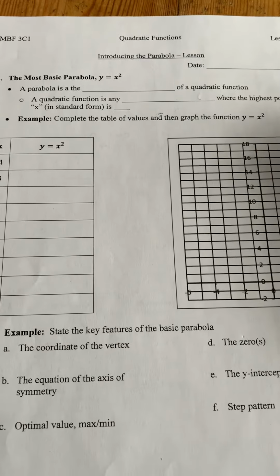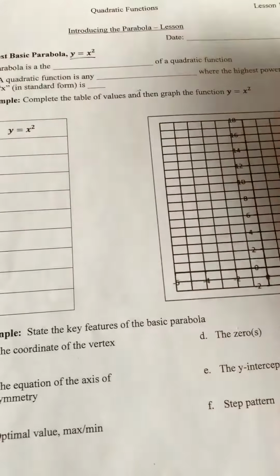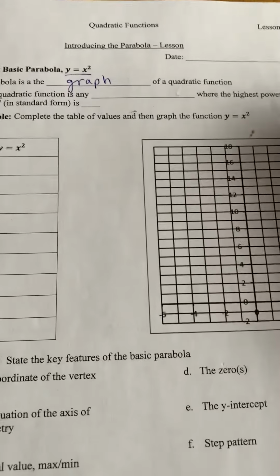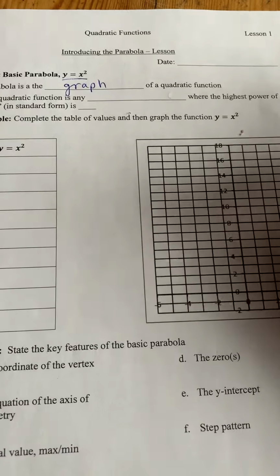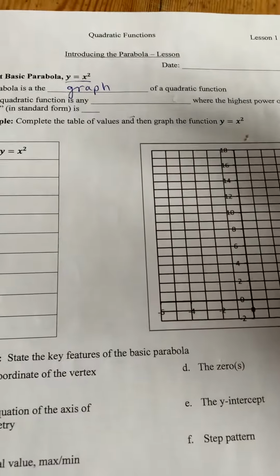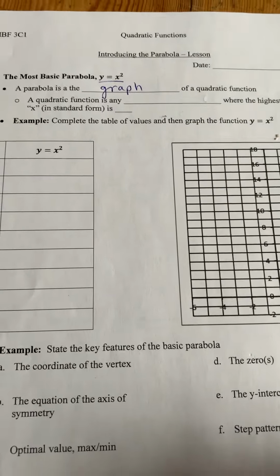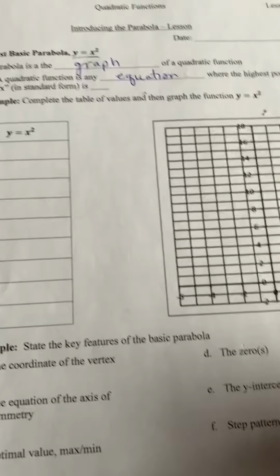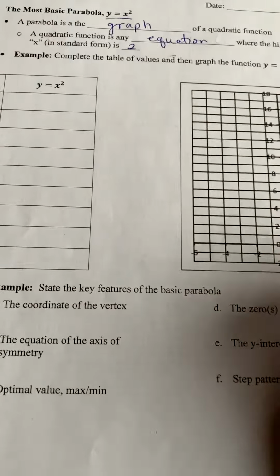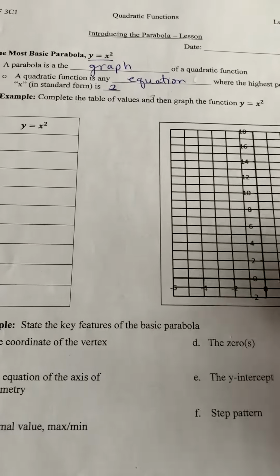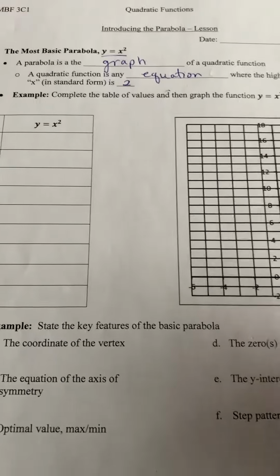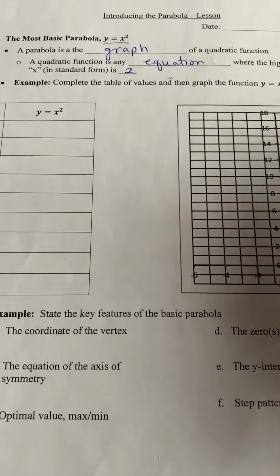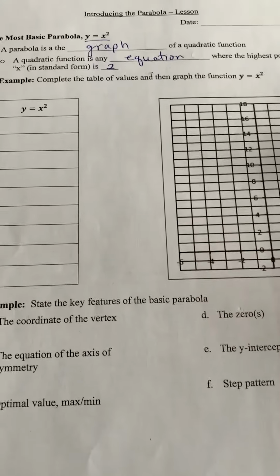So the most basic parabola, y equals x squared. The parabola is a graph of a quadratic function. Quadratic functions is what we were just working on. All those polynomials that you had to FOIL and factor, those are quadratic functions. A quadratic function is any equation where the highest power of x in standard form is 2, okay? So x squared, 3x squared, x squared plus 8, those are all examples of quadratic equations, okay?